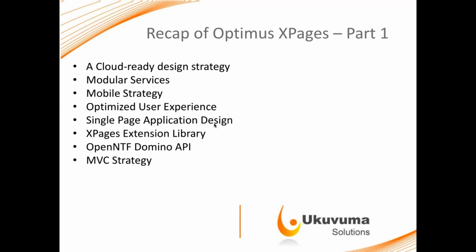And then another item was single page app design. Inspired by mobile applications, it's the ability to not have to do full refreshes on your page and not navigate to different URLs when designing, let's say, a portal that consists of a number of applications. The single page application approach is one that we really favor here at Ukavuma, and it really just provides some powerful capabilities at the end of the day. Obviously, the XPages extension library and the OpenNTF Domino API, we use these as a standard with no questions asked, and I'll be showing off these two modules during the demo today.